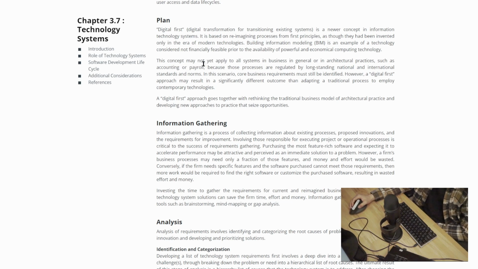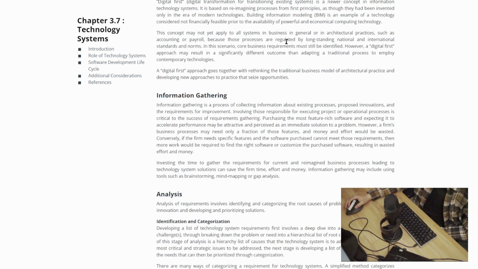This concept may not yet apply to all systems in business in general or in architectural practices, such as accounting or payroll, because those processes are regulated by long-standing national and international standards and norms. In this scenario, core business requirements must still be identified. However, a digital-first approach may result in a significantly different outcome than adapting a traditional process to employ contemporary technologies.